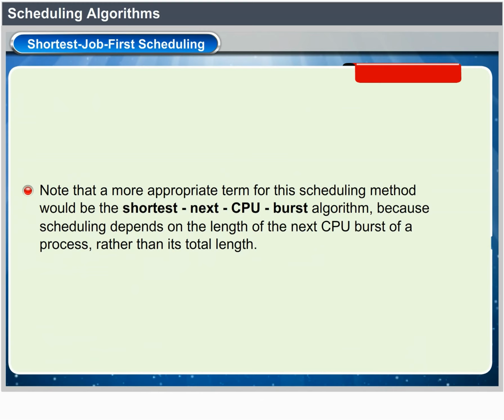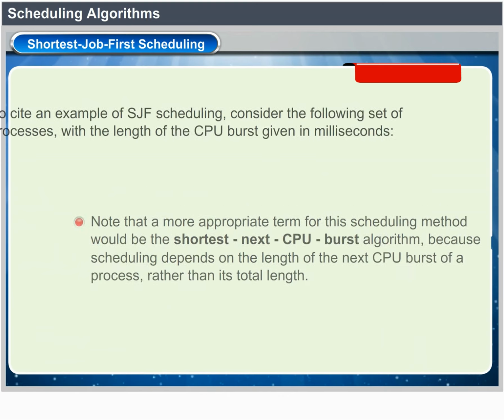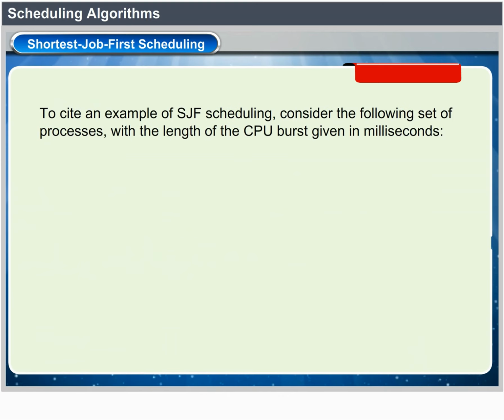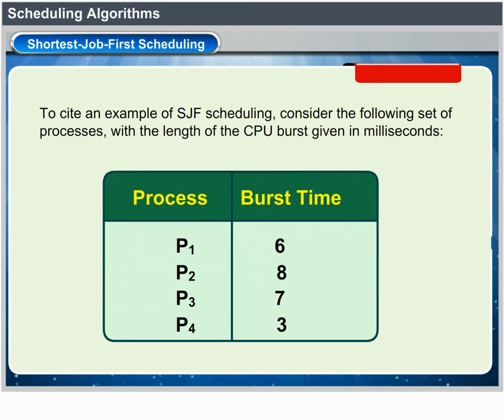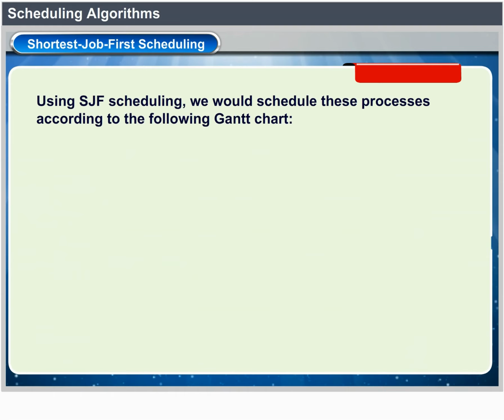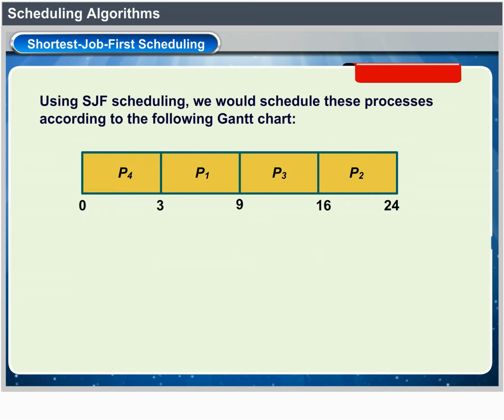As an example of SJF scheduling, consider the following set of processes with the length of the CPU burst given in milliseconds. Process P1, burst time 6. Process P2, burst time 8. Process P3, burst time 7. Process P4, burst time 3. Using SJF scheduling, we would schedule these processes according to the following Gantt chart.